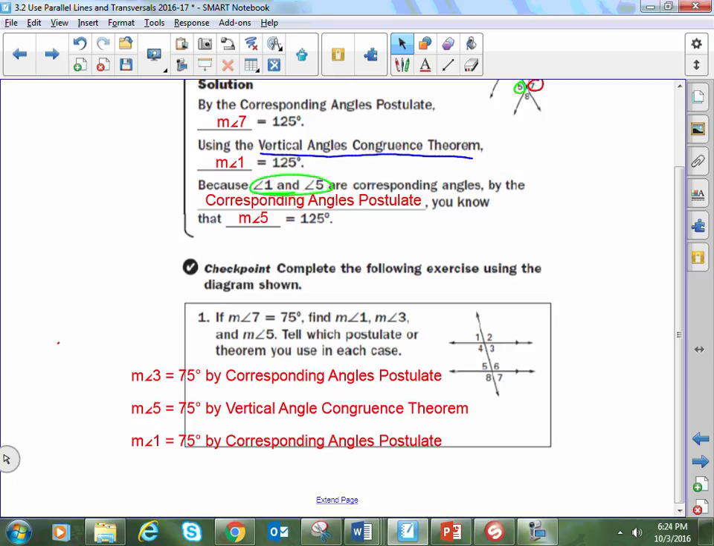Now, some of you may have said, couldn't I say that angle 1 is 75 degrees because it's a vertical angle to angle 3? And you are absolutely correct. Yes, you could have. I just did not do that because we're primarily thinking about our angle pairs, corresponding angle pairs specifically in this case. So that's why I went that route for the explanation. But absolutely, you could have said angle 1 would be 75 degrees because it is a vertical angle pair with angle 3.